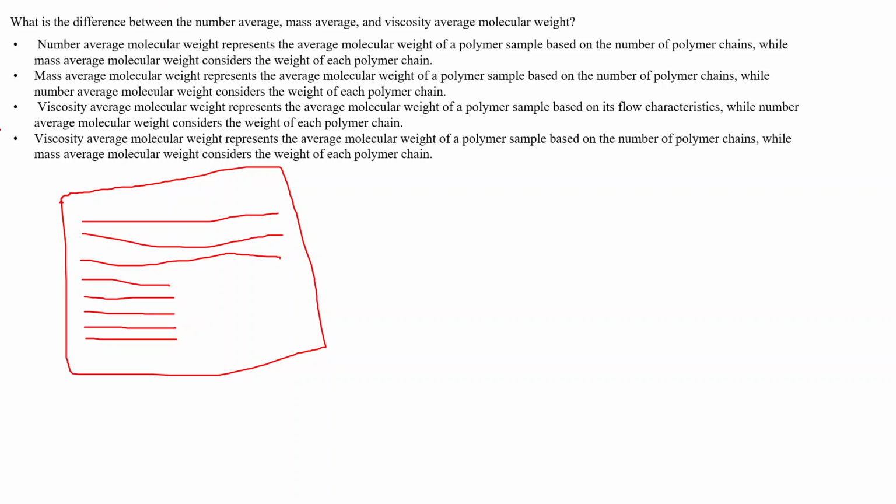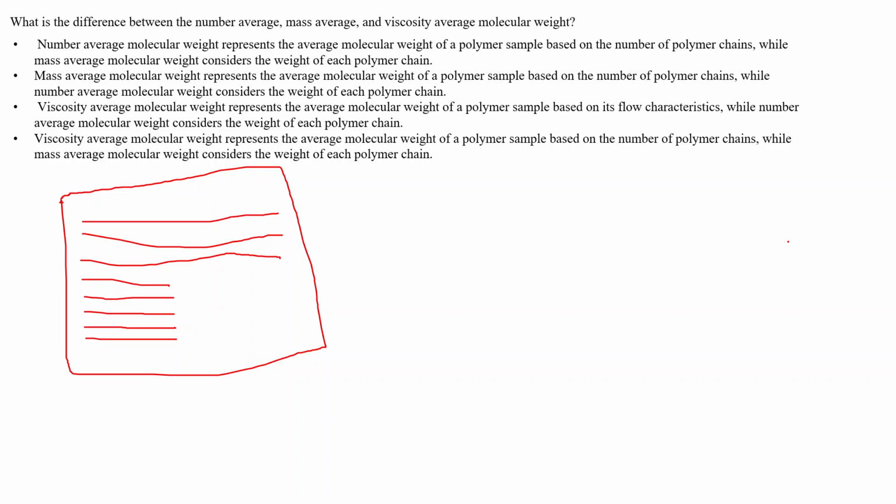The first statement says number average molecular weight represents the average molecular weight of a polymer sample based on the number of polymer chains, while mass average molecular weight considers the weight of each polymer chain. The second statement says mass average molecular weight represents the average molecular weight of a polymer sample based on the number of polymer chains, while number average is the vice versa. Viscosity average molecular weight represents the average molecular weight of a polymer sample based on its flow characteristics. The last one is viscosity average molecular weight represents the average molecular weight based on the number of polymer chains.